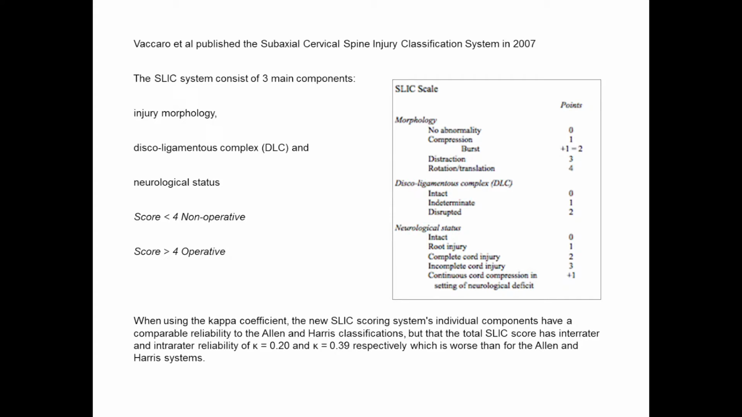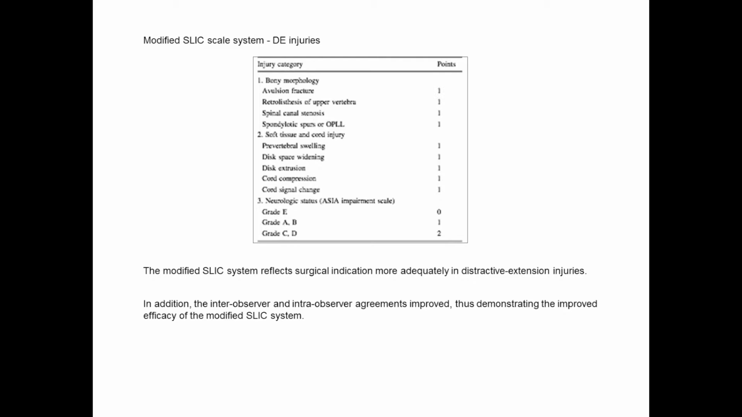So the problem comes in if the patient ends up with a 4. It's not very reliable. But what's interesting when you're looking at all these scores that we mentioned, if you look at the comparison between Allen's and Harris's system, the SLIC score, this new score, has got worse inter-rater and intra-rater reliability when evaluated properly. So there is a modification to the score. I don't think this is important. There was a modification brought out including MRI findings, but this was only brought out for distractive extension injuries, and I don't think it's of value at the moment. But it did improve the reliability for these types of injuries.